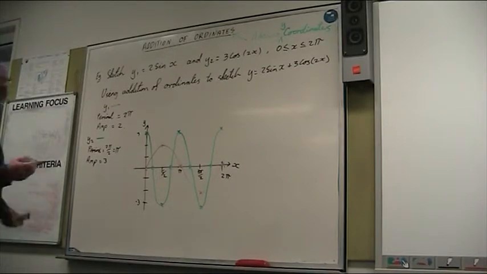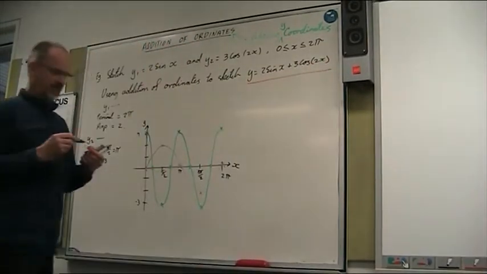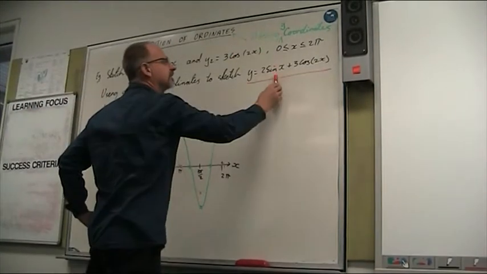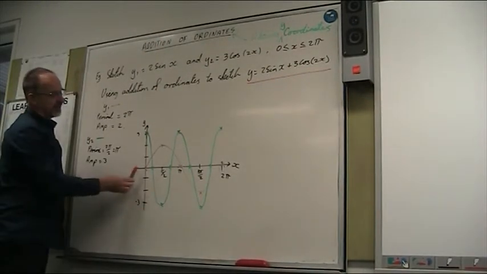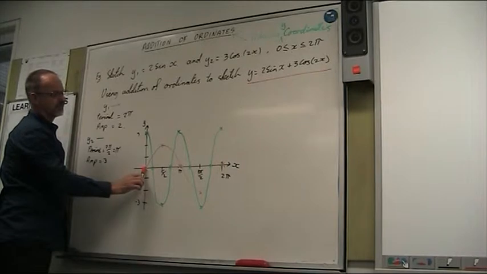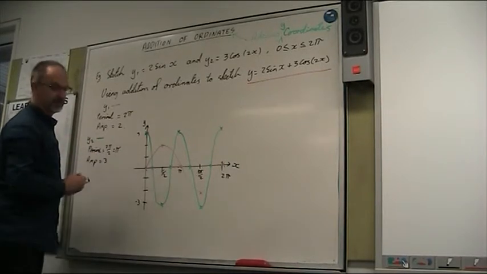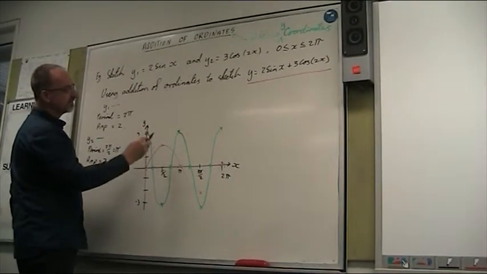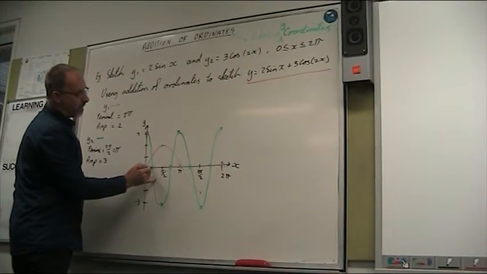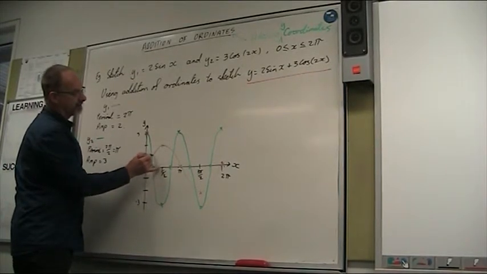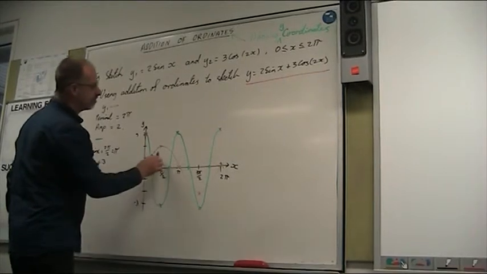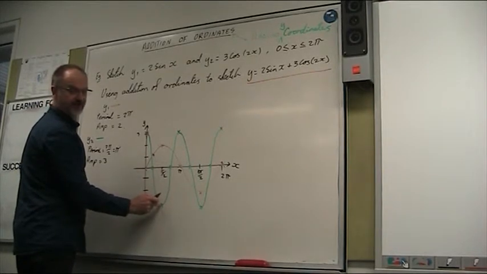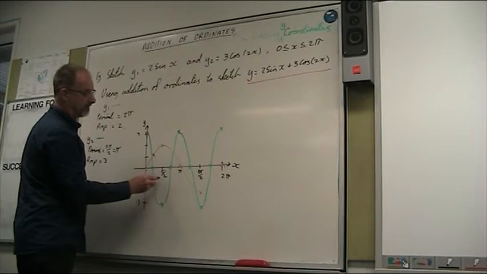Alright, so this one is where the addition of ordinates comes in. We add the y coordinates. So you just work your way along. The y coordinate of the red one is 0, and that's 3, so 3 plus 0 is still 3. Here, 0 plus whatever that is, it's just that. And here we've got positive 2 and negative 3, so we're at negative 1.